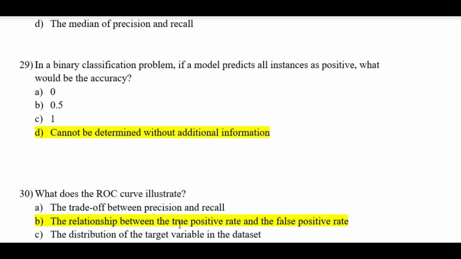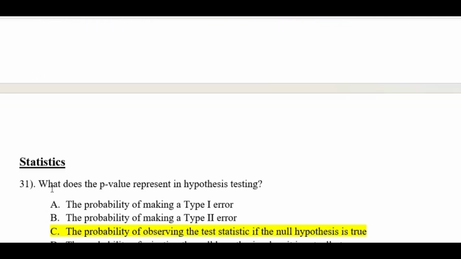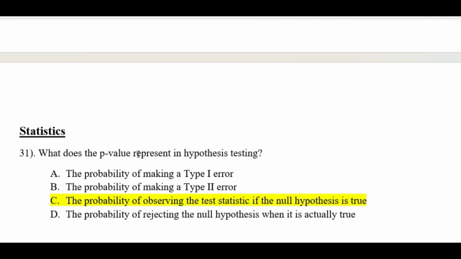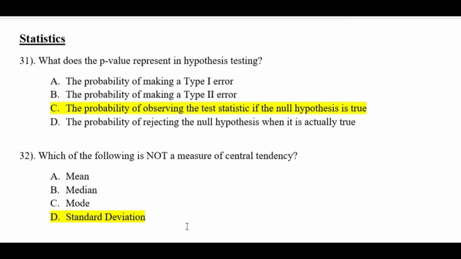The relationship between the true positive rate and false positive rate is illustrated by the area under the ROC curve. Statistics. What does p-value represent in hypothesis testing? The probability of observing the test statistics if null hypothesis is true.